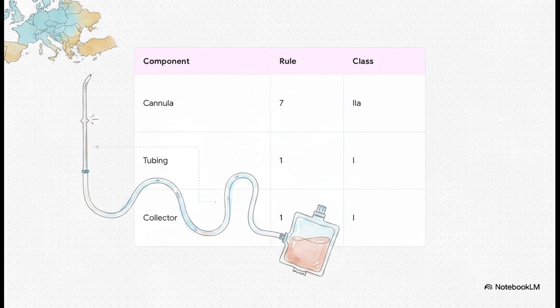Then you have the tubing, which just channels liquids. Under Rule 1, it's non-invasive Class 1. Finally, there's the collector unit to catch the liquids. That's also Rule 1, Class 1.